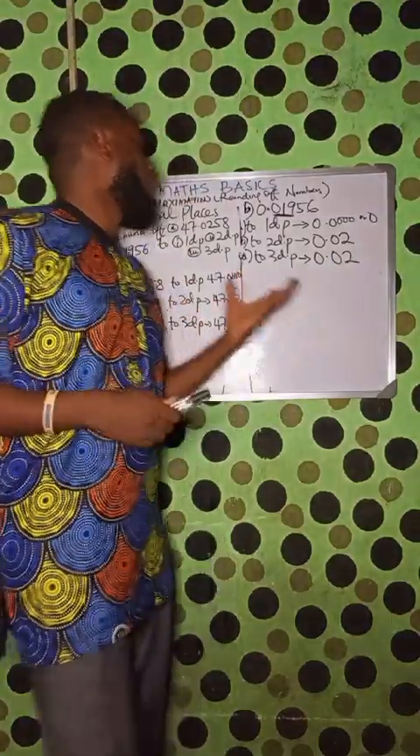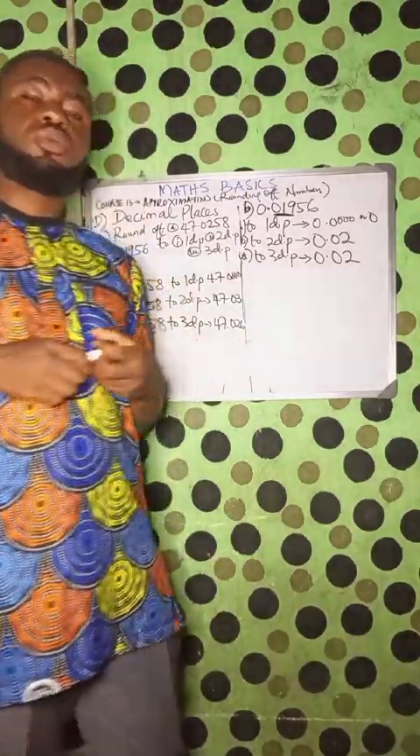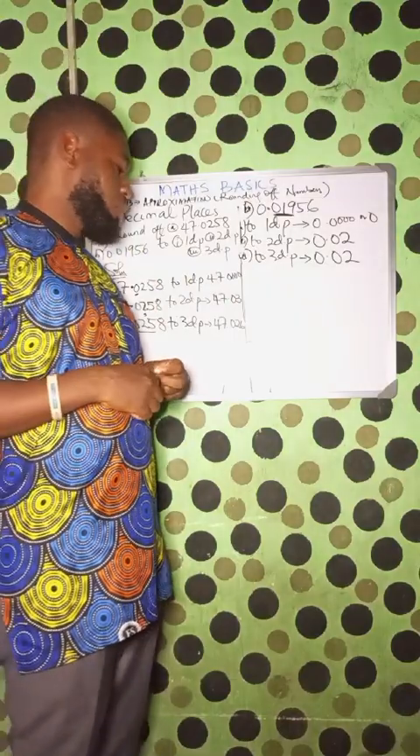So that is about decimal places, significant figures, and rounding off numbers.